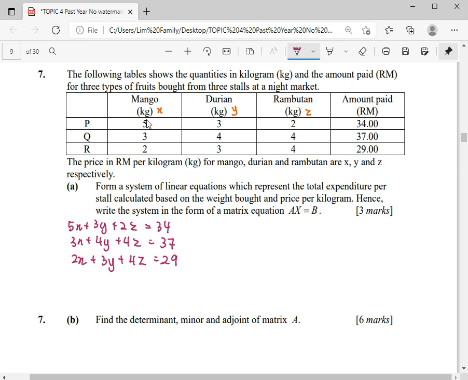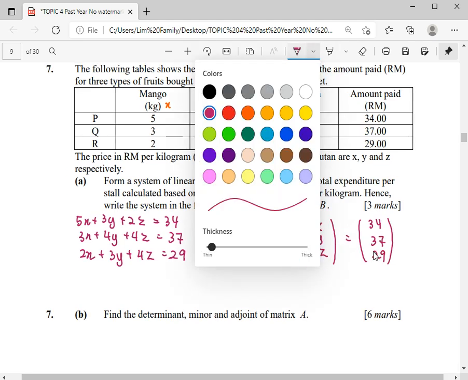Then they ask us to put it in matrix equation. So this is our coefficient matrix, this is our unknown matrix, this is our answer matrix. So our coefficient matrix, the numbers in front here, is 5 3 2, then 3 4 4, and then 2 3 4. In the middle here is the unknown matrix. What is our unknown? X, Y, Z. And then the last here will be our answer, 34, 37, 29. Okay, so this is how we build our equation.